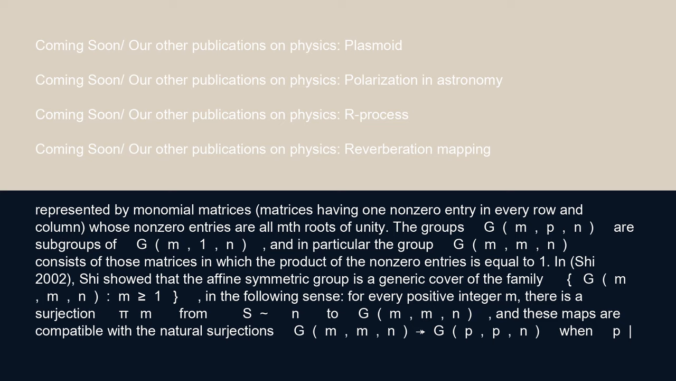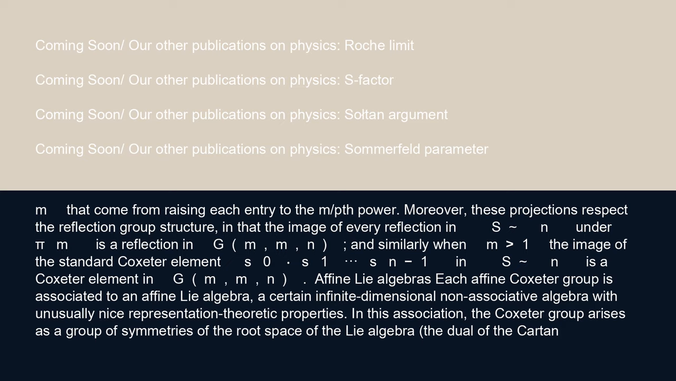Shi showed that the affine symmetric group is a generic cover of the family G(m,m,n), m greater than or equal to 1, in the following sense. For every positive integer m, there is a surjection pi_m from the affine symmetric group to G(m,m,n), and these maps are compatible with the natural surjections G(m,m,n) to G(p,p,n) when p divides m, that come from raising each entry to the m/p-th power. Moreover, these projections respect the reflection group structure, in that the image of every reflection under pi_m is a reflection in G(m,m,n). And similarly, when m is greater than 1, the image of the standard Coxeter element s_0 s_1 ... s_{n-1} is a Coxeter element in G(m,m,n).